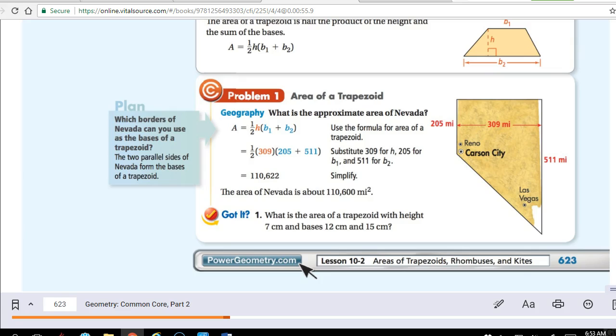And then the two bases, these are the parallel sides. Here's base 1 and here's base 2. Now it doesn't matter which order you put those in. You could have said 511 and 205. That part doesn't matter. But you're going to do base 1 and base 2. So we simply add 205 and 511 together first. Then we're going to multiply that by the 309. Then you can either multiply by 1/2 or you can divide by 2. That's really the same thing.